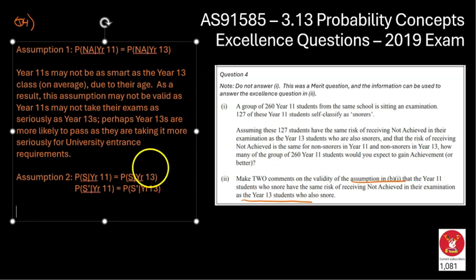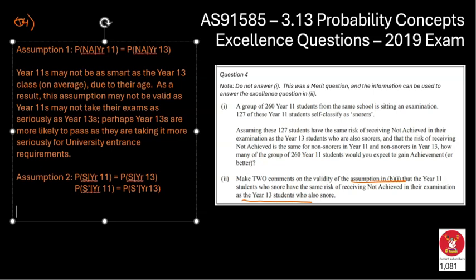But there was a part of the previous question that caught my eye. So this part down here. We've got a group of 260 year 11 students from the same schools, sitting examinations. 127 of these year 11 students self-classify as snorers. So that self-classify part of it was really concerning.